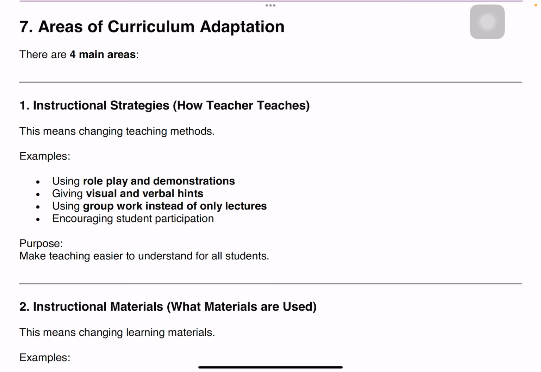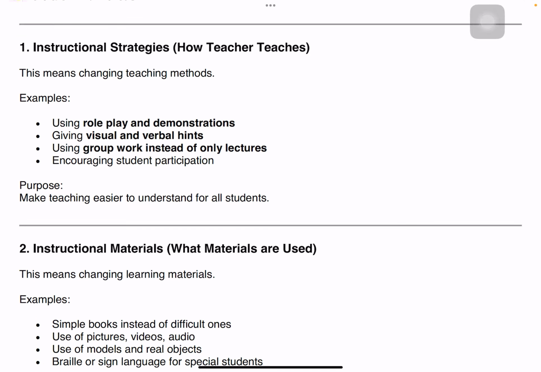Number 7, areas of curriculum adaptation. There are four main areas. Number 1, instructional strategies. How the teacher teaches. This means changing teaching methods. Examples: using role plays and demonstration method, giving visual and verbal hints, using group work instead of only lectures, encouraging student participation. Purpose: make teaching easier to understand for all students.